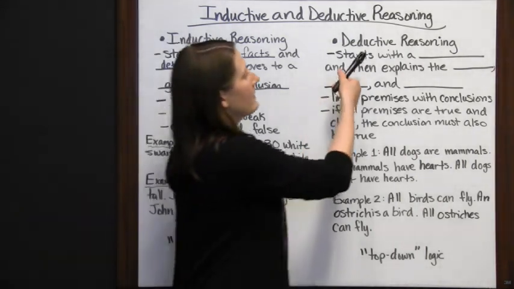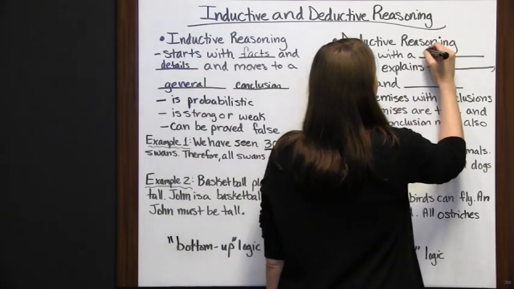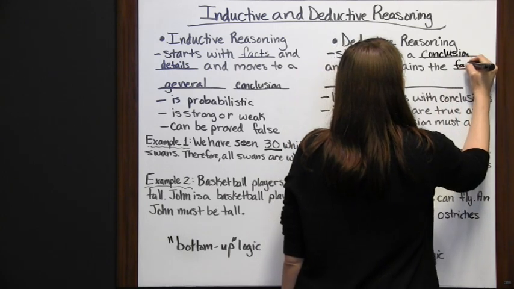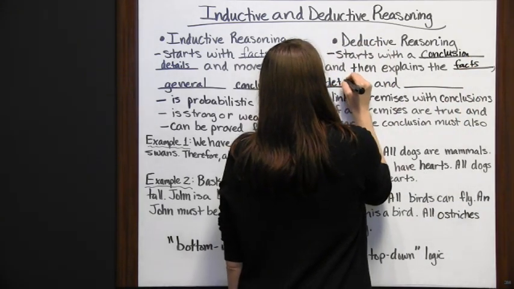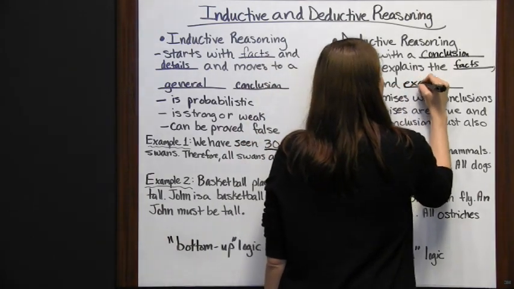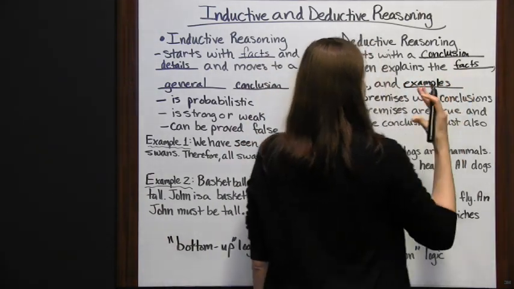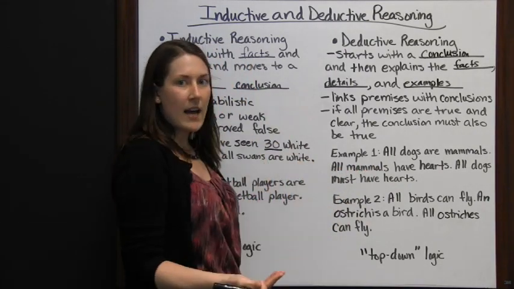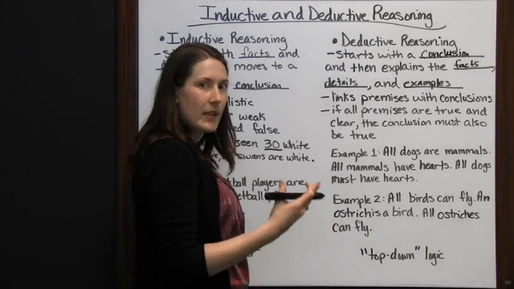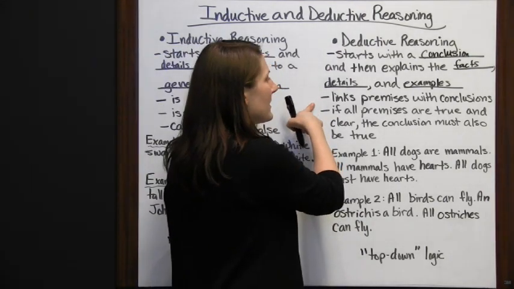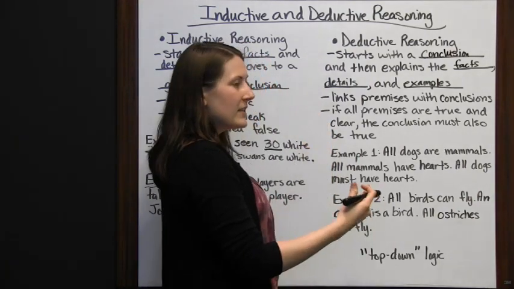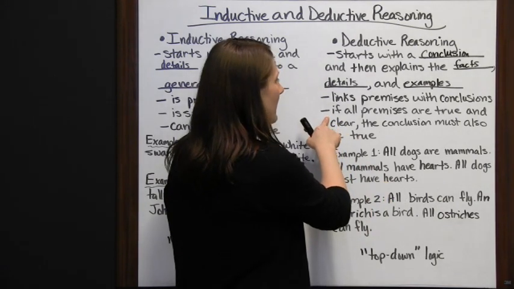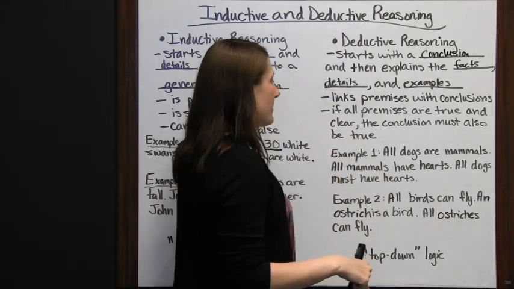Next, let's talk about deductive reasoning. Deductive reasoning starts with a conclusion and then explains the facts, details, and examples that support it. So you start with one basic conclusion, one basic statement, and then give facts and details that can support it or that are examples of that statement. This one links premises with conclusions. So you come up with a certain premise and it's linked to your conclusion that you started with. If all premises are true and clear, then the conclusion must also be true.